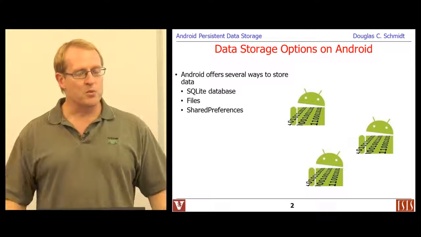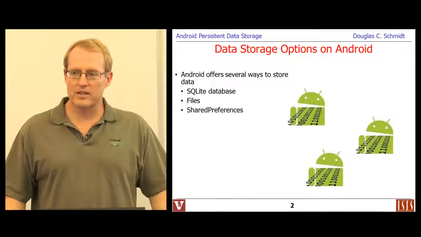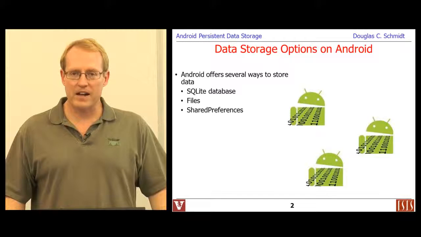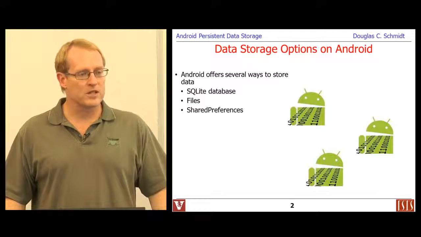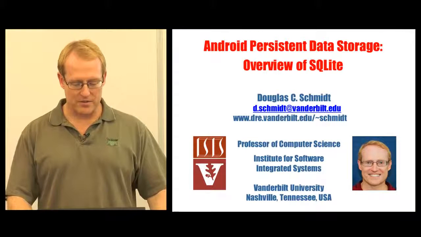So there are a number of different ways in Android to store data. We're going to talk primarily today about SQLite, but there are other ways to access data as well. There's files, which you've been doing already for various things. There's also shared preferences, which is another way to do things. We'll talk about those probably by the end of the class. By the time the class is done, we'll cover all that stuff.